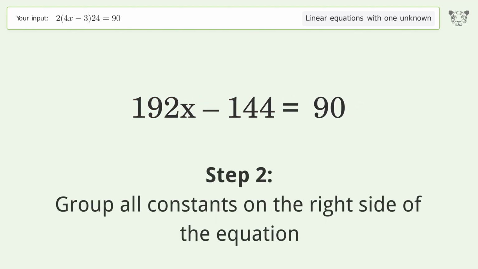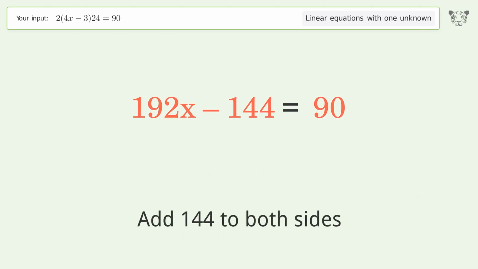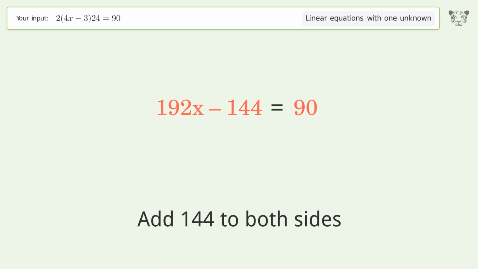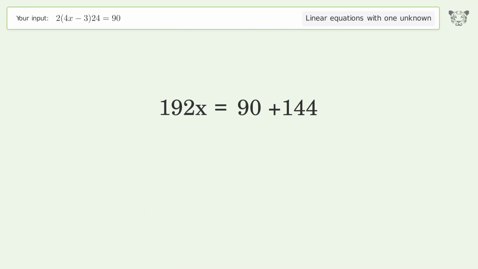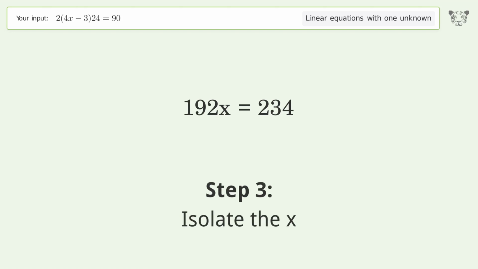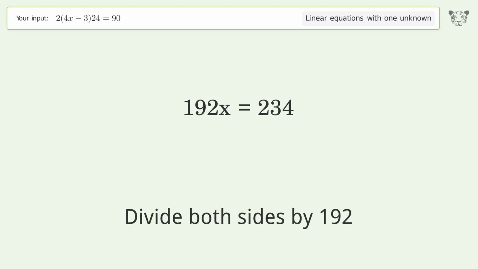Group all constants on the right side of the equation. Add 144 to both sides. Simplify the arithmetic. Isolate the x. Divide both sides by 192.